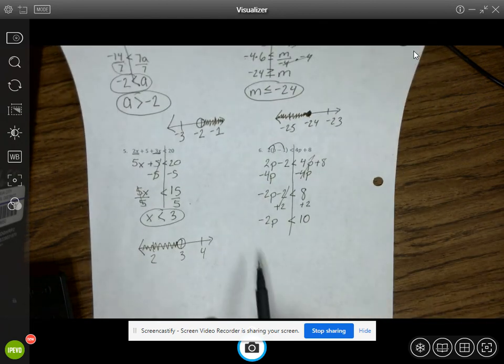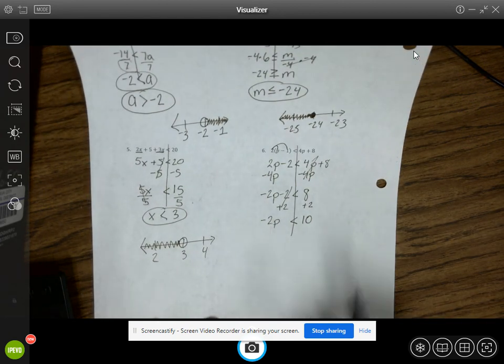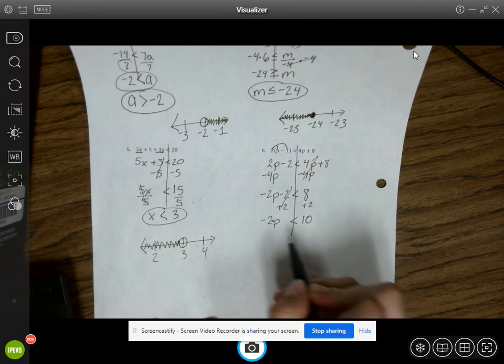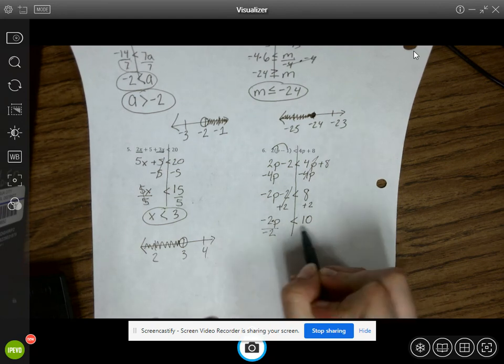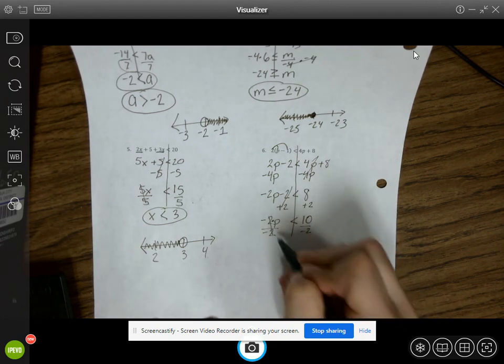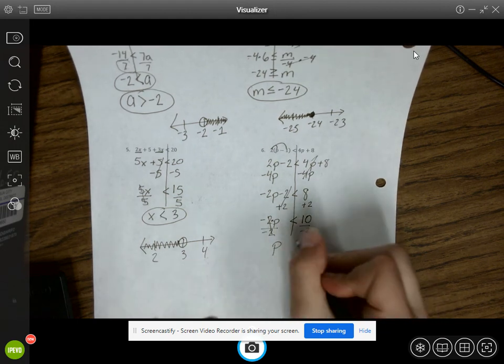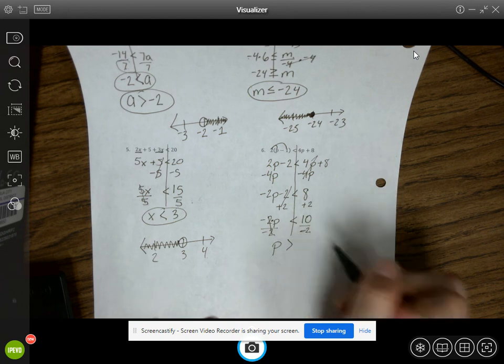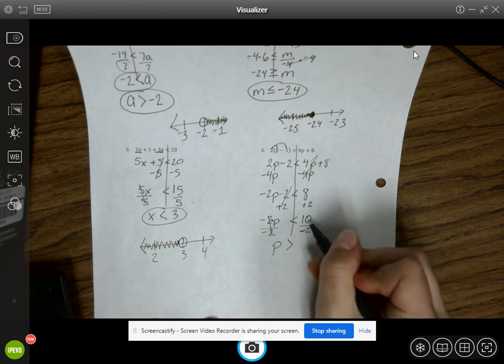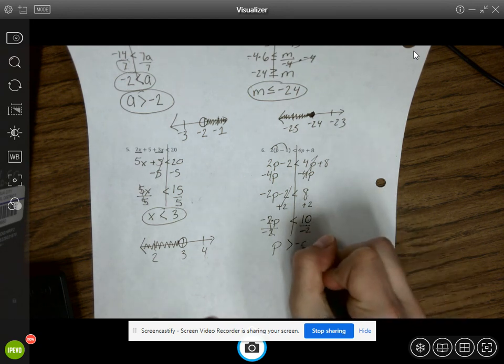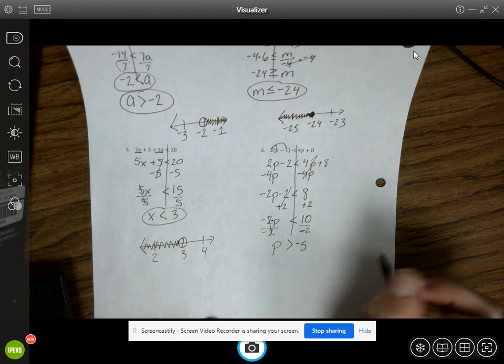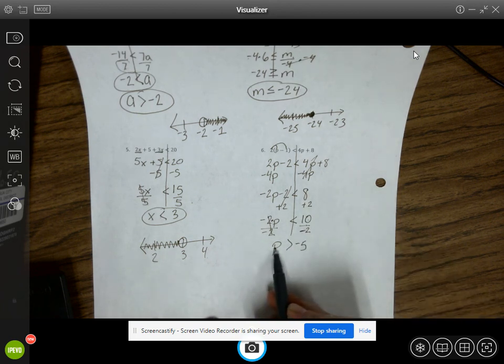And then I need to get rid of this negative 2 in front of my p. Remember, there's a times, so I'm going to divide by negative 2. Do I flip the symbol? Yes, I do, because I divided by a negative. 10 divided by negative 2 is negative 5. And now I'm done because my variable's on the left.